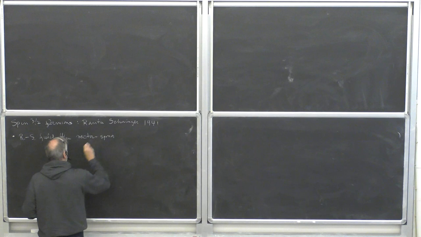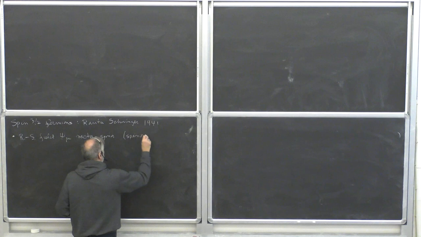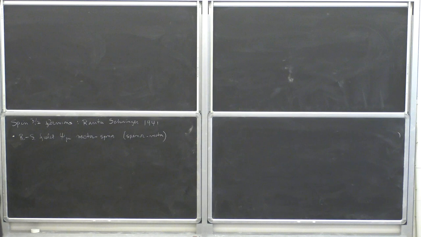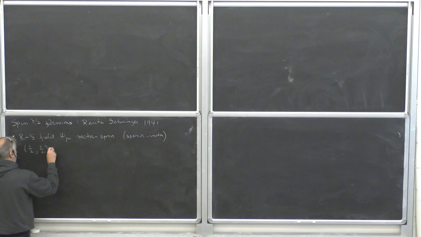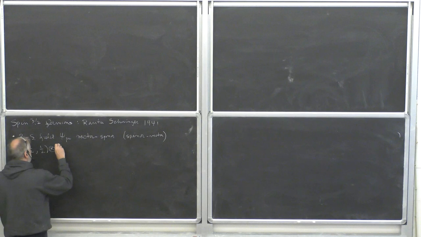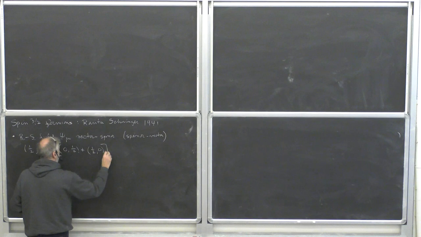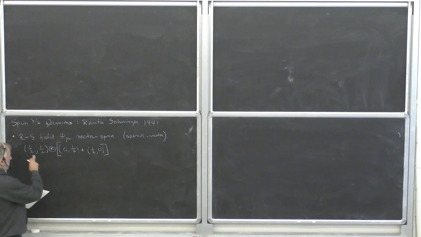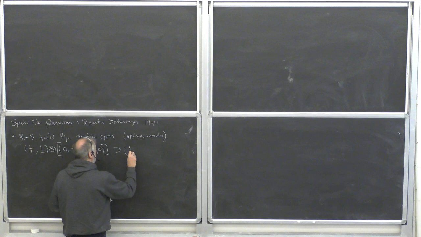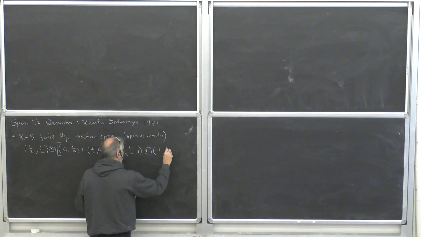Or, if you prefer, a spinor vector. And the way they constructed it is they started with the direct product of the vector representation of the Lorentz group times the representation of the Dirac field. And from this outer direct product, when you multiply things out, this contains (1/2, 1) plus (1, 1/2). And that's the Rarita-Schwinger field.